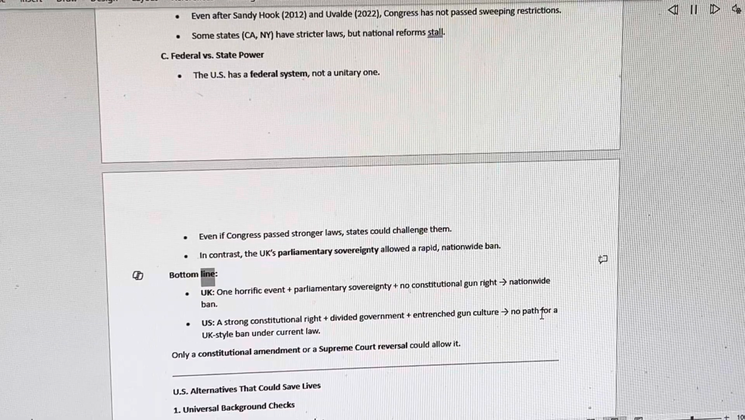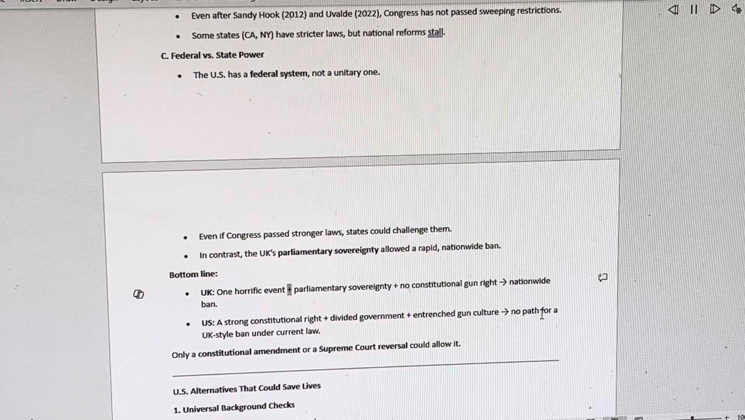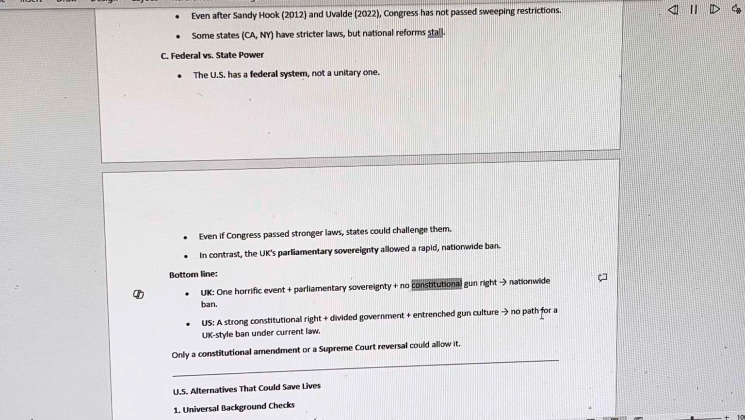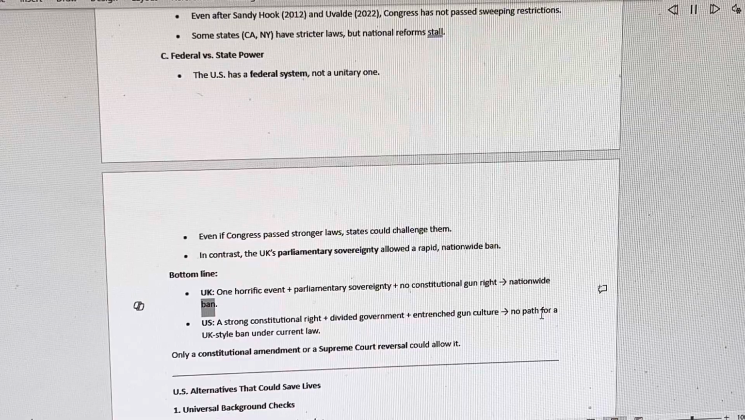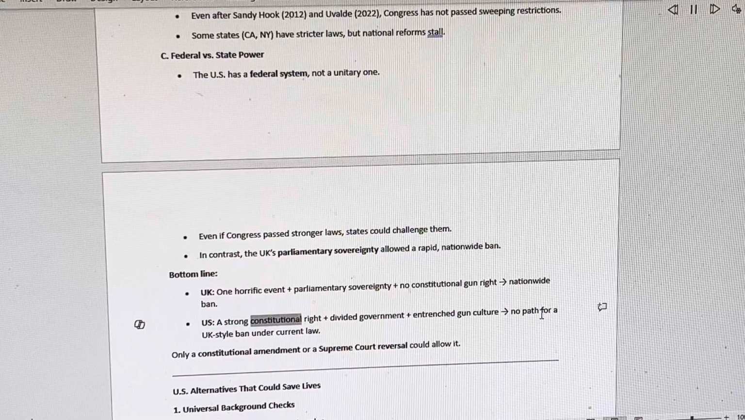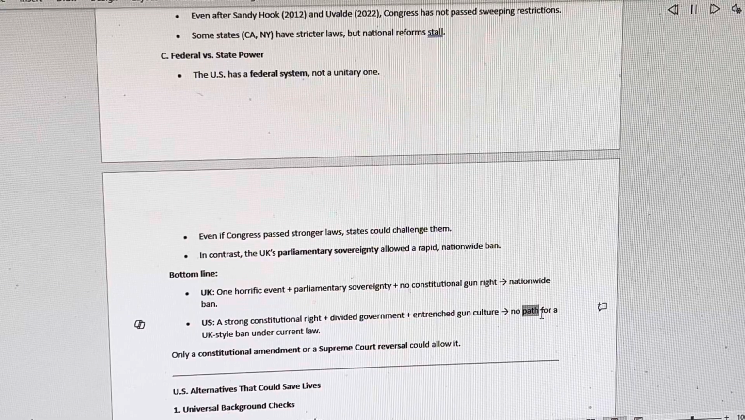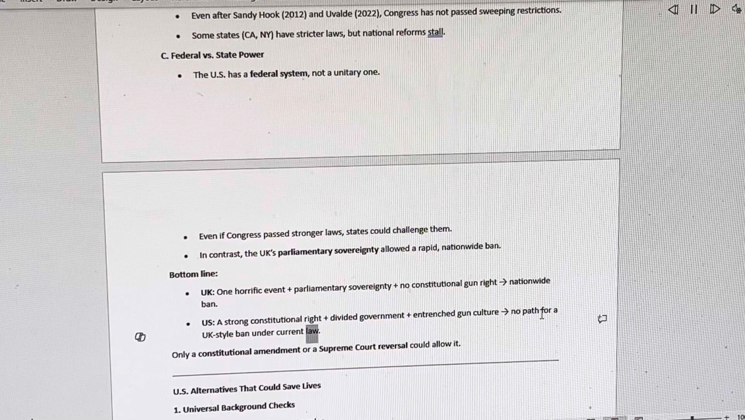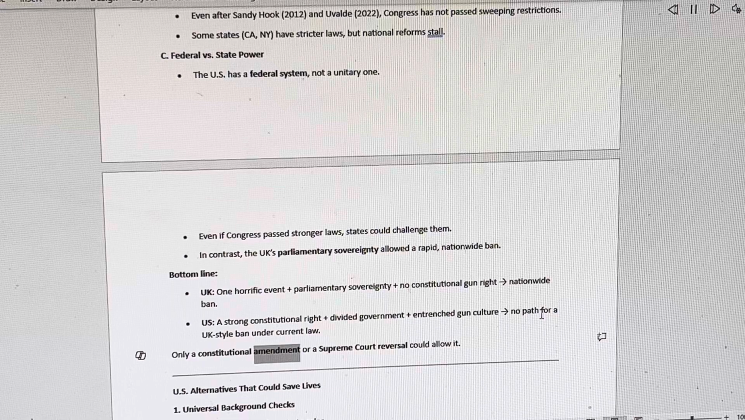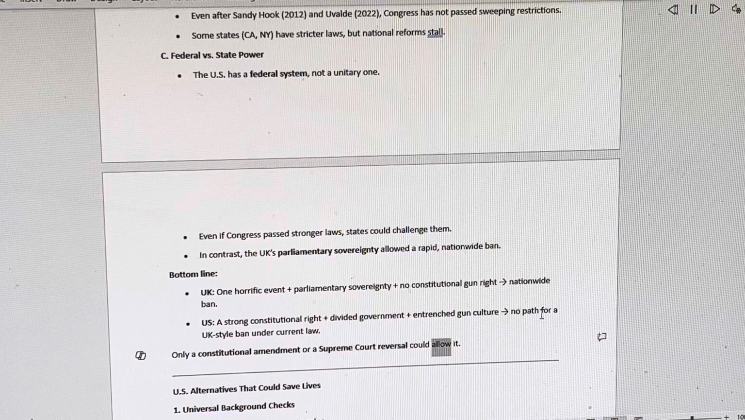Bottom line. UK: one horrific event plus parliamentary sovereignty plus no constitutional gun right equals a nationwide ban. US: a strong constitutional right plus divided government plus entrenched gun culture means no path for a UK-style ban under current law. Only a constitutional amendment or a Supreme Court reversal could allow it.